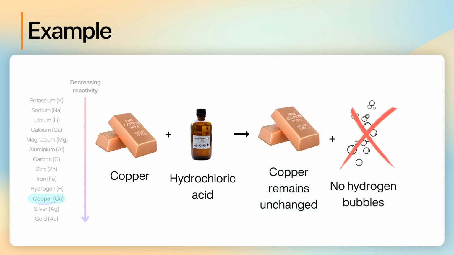This is because copper is less reactive than hydrogen, so no reaction occurs because copper cannot displace hydrogen ions from the acid. Therefore, hydrogen's position in the reactivity series helps us predict and understand the outcomes of reactions between metals and acids.